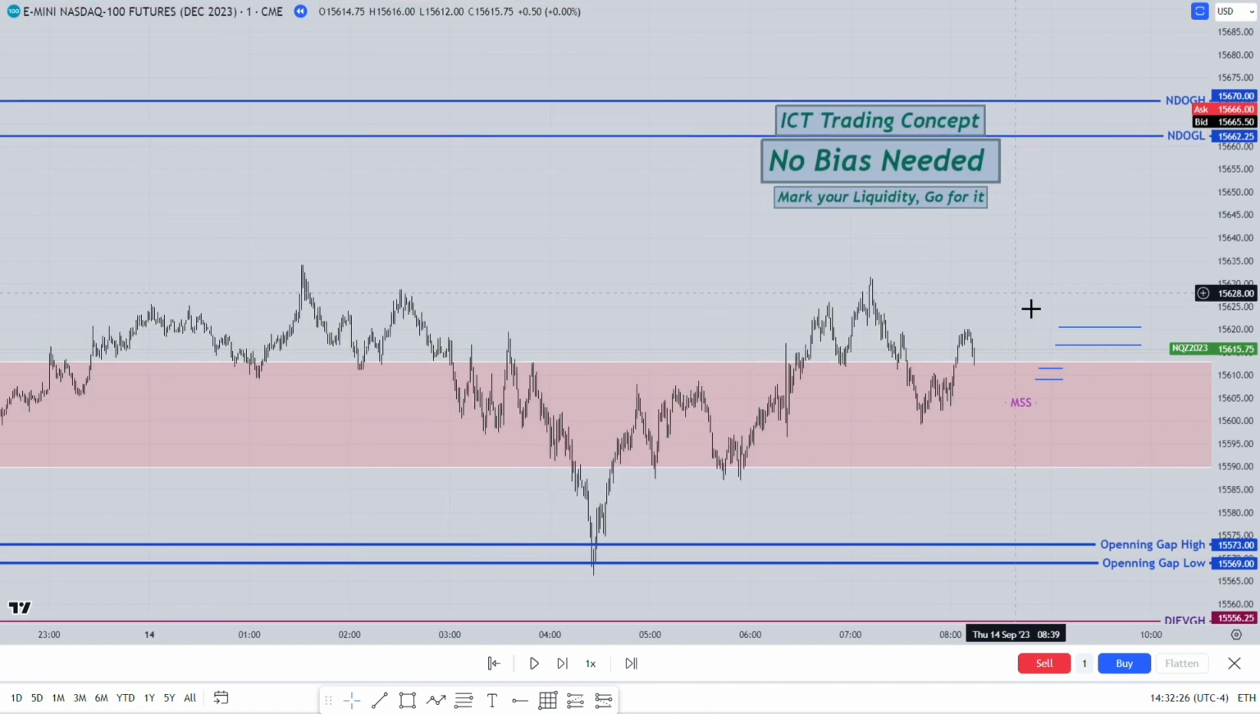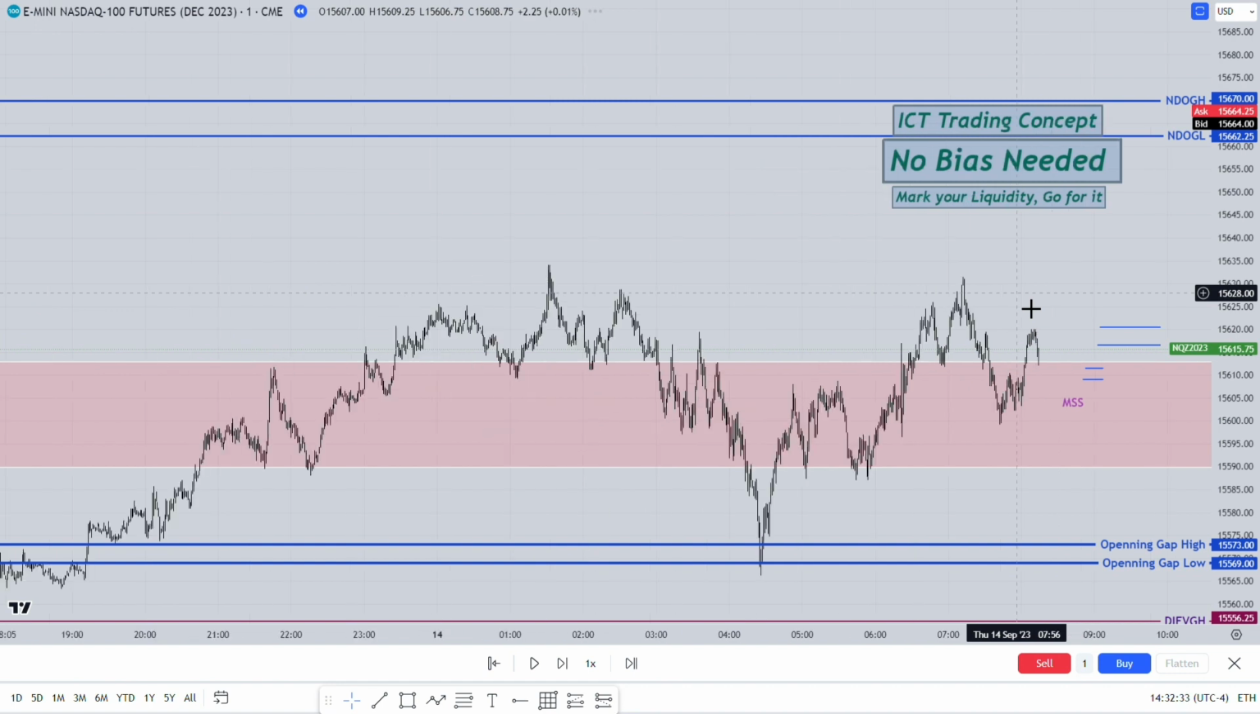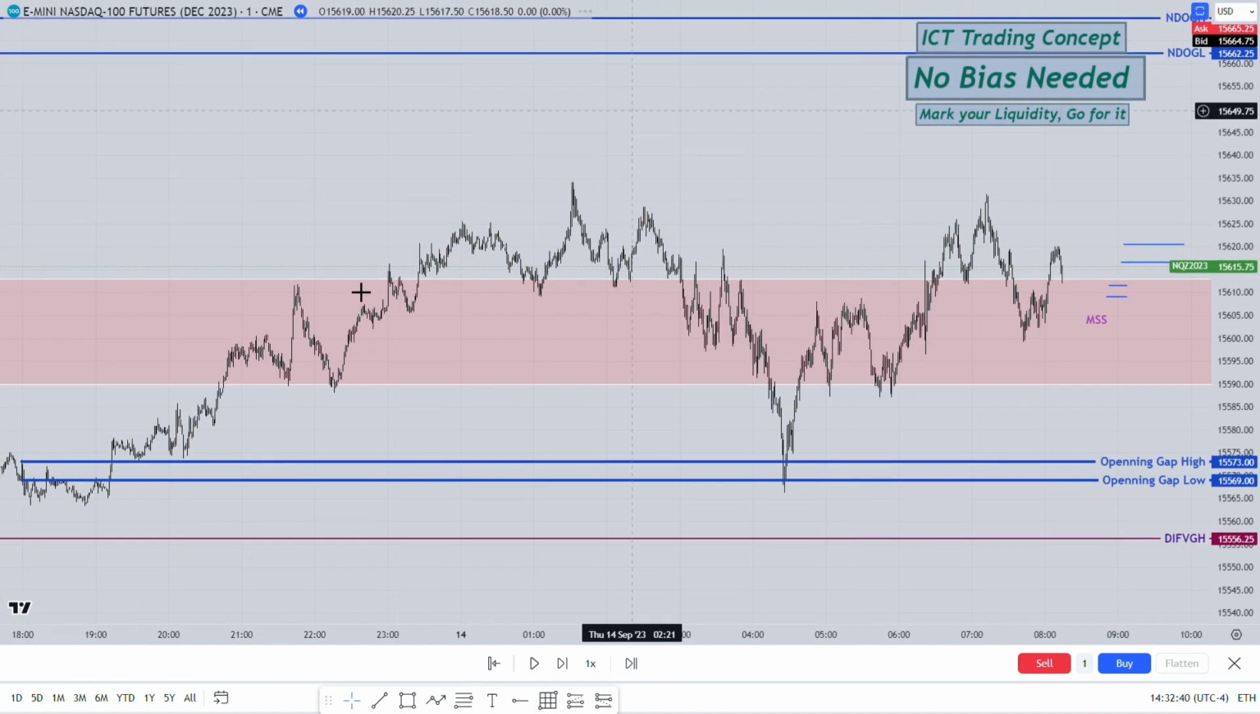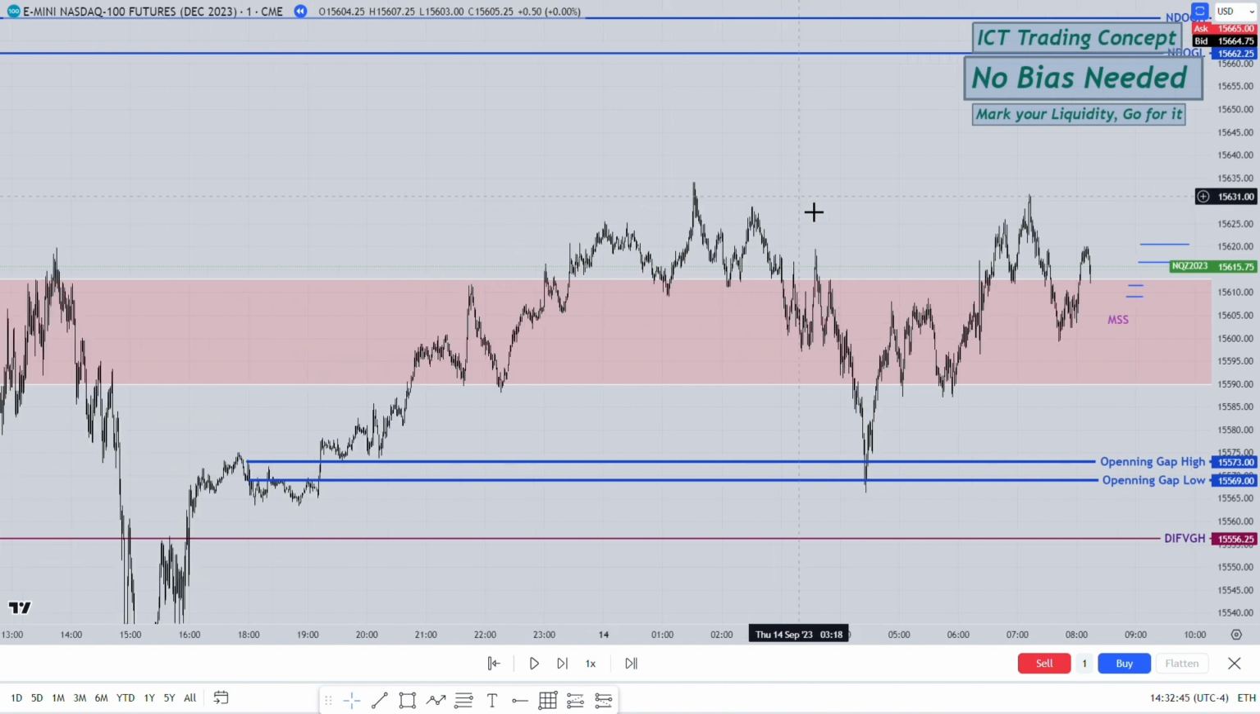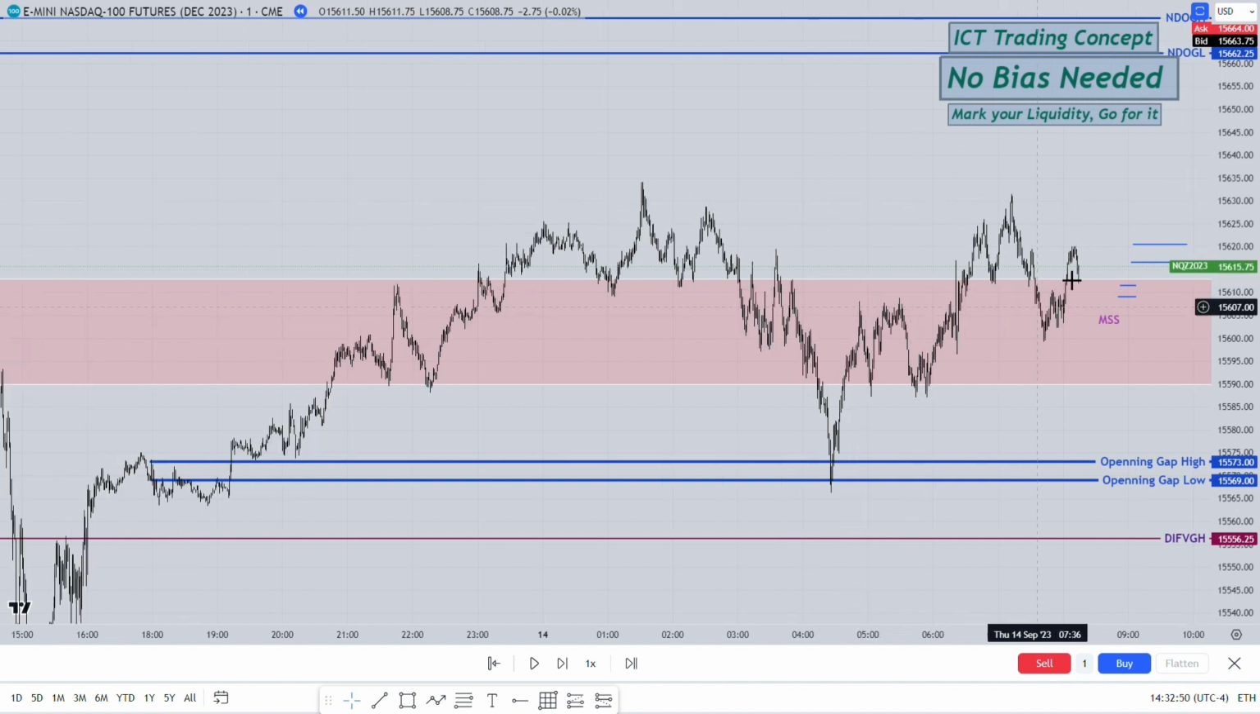The main thing I'm going to talk about today is, if you don't have the bias, how do you take entry, how do you know where price will go? That is the thing. You see, at 8:30 today there was news, so at 8:15 I opened the 1 minute chart. When I opened the 1 minute chart, I tried to mark some equal highs and equal lows. I don't know which way price will go.